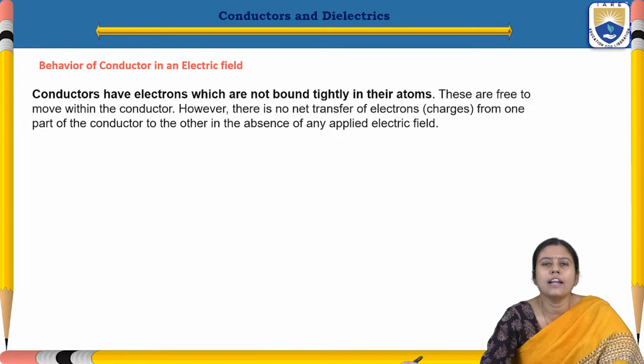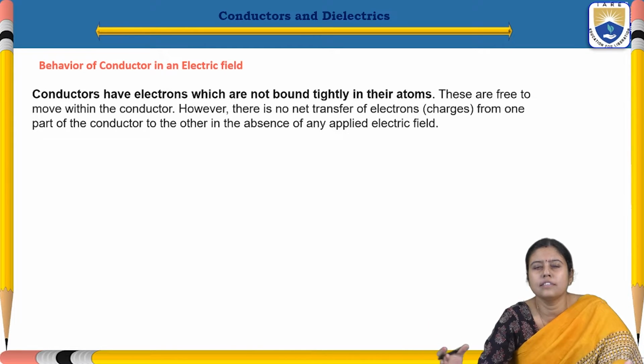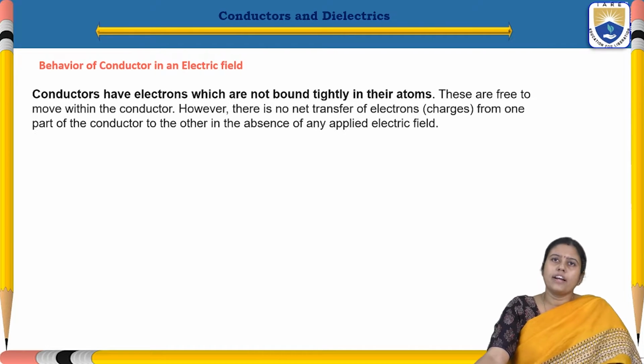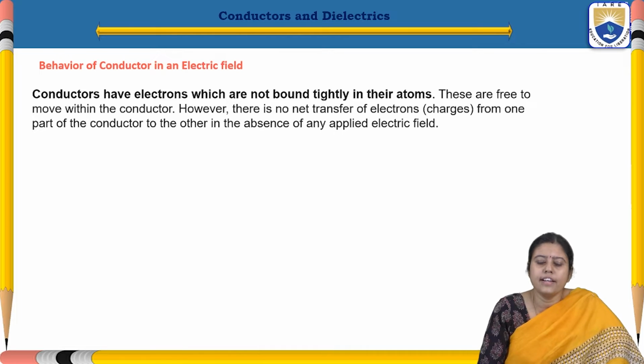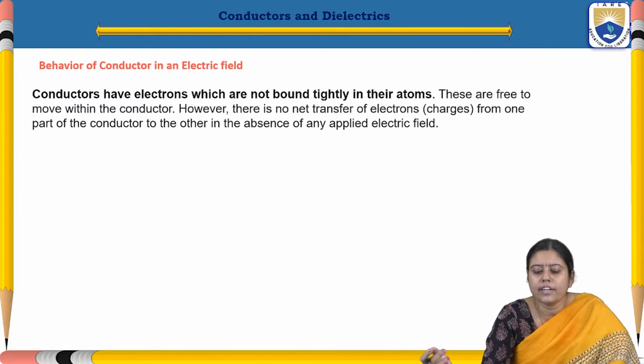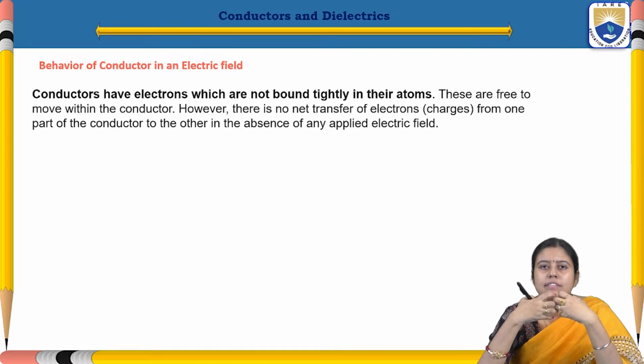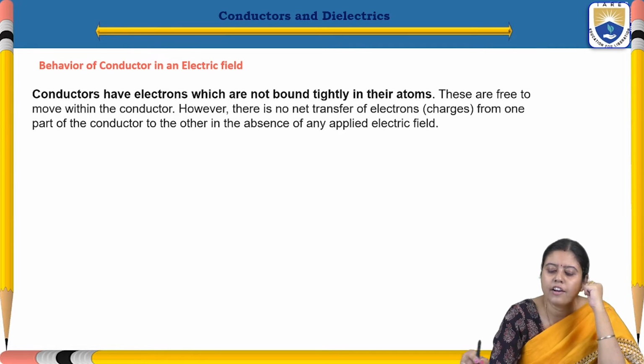Similarly, in contrast to this, there is the opposite thing, which is the behavior of a conductor in an electric field. Conductors have electrons which are not bound tightly. In the dielectric, the electrons are tightly bound. But in the case of conductors, the valence electrons are loosely bound to their atoms. These are free to move within the conductor.